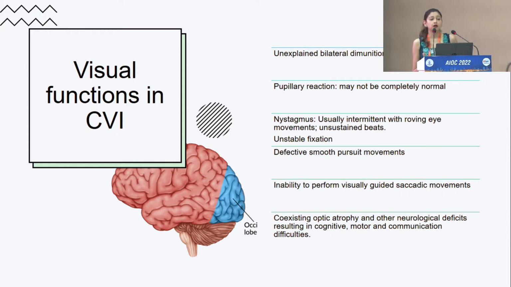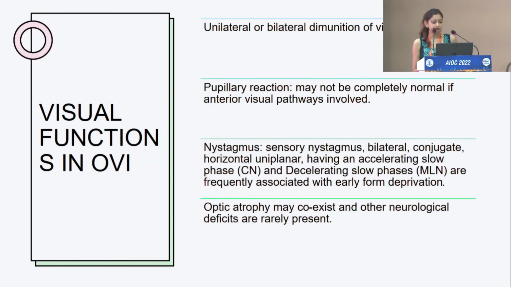There may be coexisting optic atrophy or other ocular manifestations in CVI children, because in 40% of the cases it has been seen that CVI and the ocular disorders might coexist. But these children definitely have neurological deficits, like you may come across children with cerebral palsy, seizures, microcephaly, some progressive CNS degeneration or hydrocephalus. So all these conditions might be there.